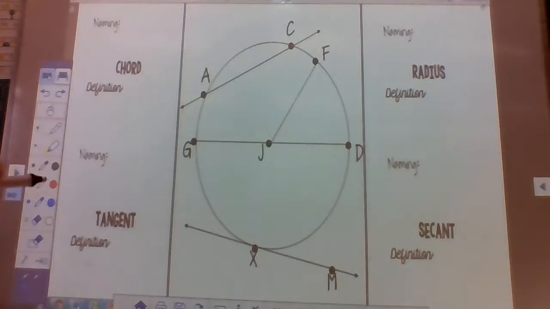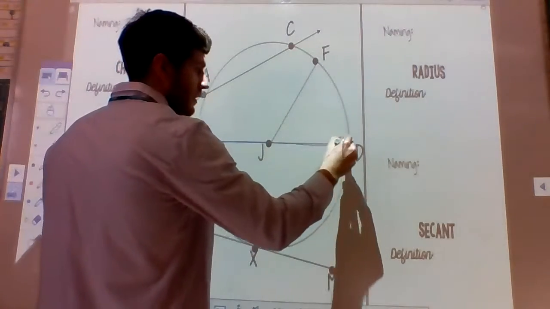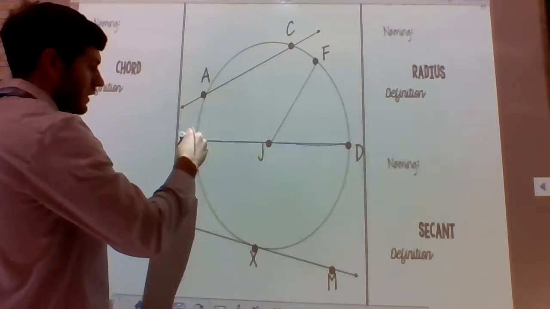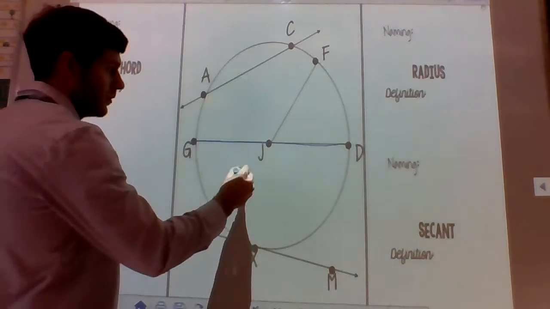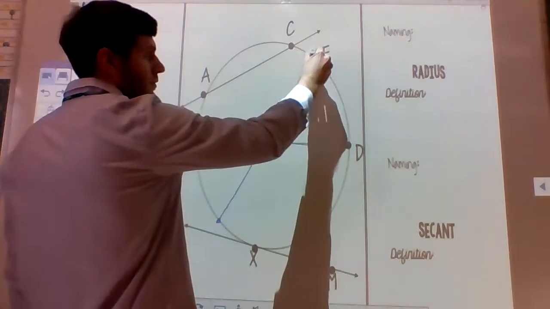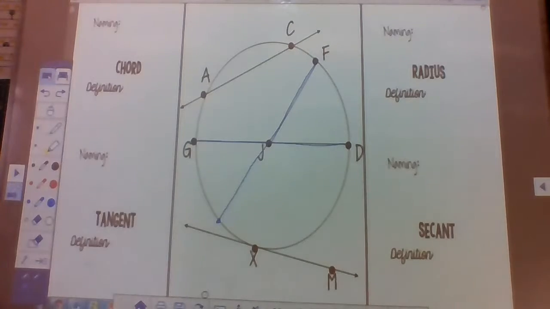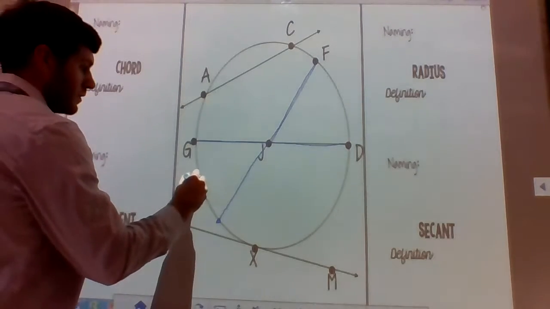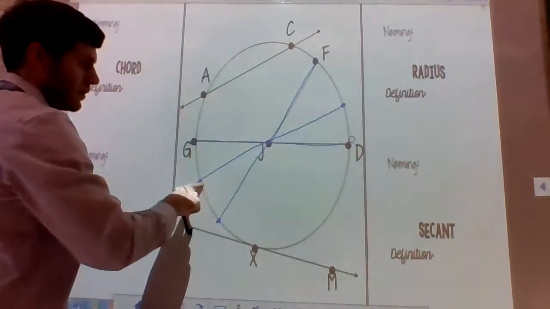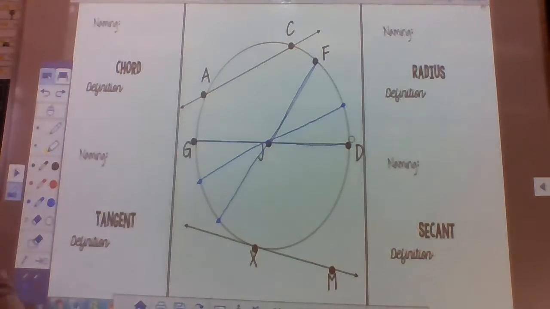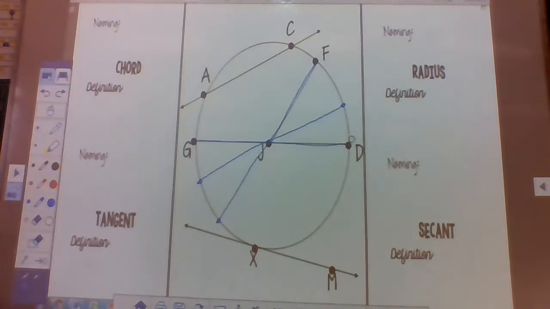Okay, if that chord contains the center, then it is a diameter. So GD is a diameter. It's a chord and a diameter. If we had a point down here and it went straight through J to F, then that would be a diameter. Okay, it's a chord. It goes from one point on the circle to another point on the circle, and it contains the middle point, the center of the circle. And that's how we define a diameter.